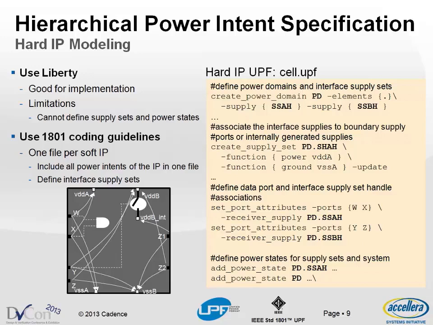And then, because it's a hard IP, you already have the power and ground nets over there, so you can immediately link your interface supply with your hard IP's power and ground pins. Then you can also use the port attributes to define receiver supply and driver supply to link your pins with the supply sets or interface supplies you defined for this power domain. And finally, you can define the power state on the supply set handles as well as on the system for this hard IP itself. So there are several things that you cannot do with Liberty, specifically the power state.